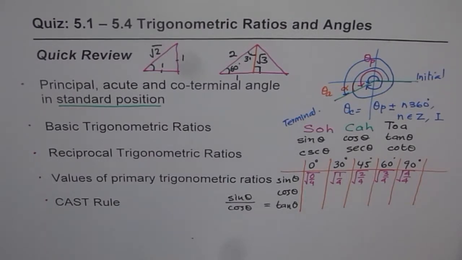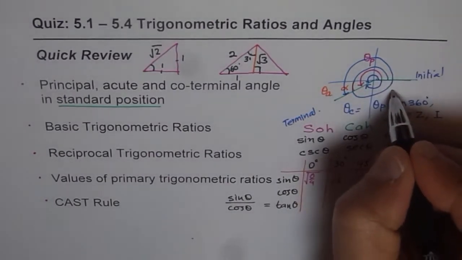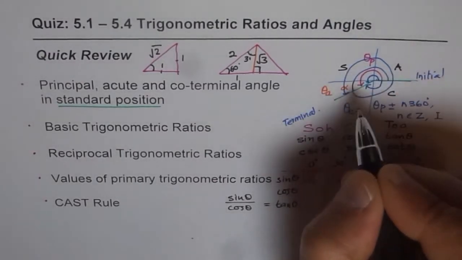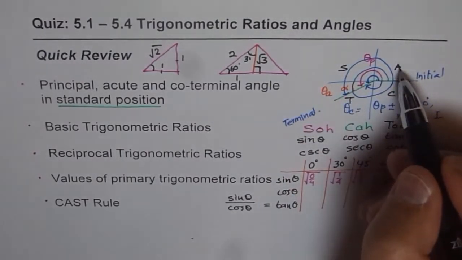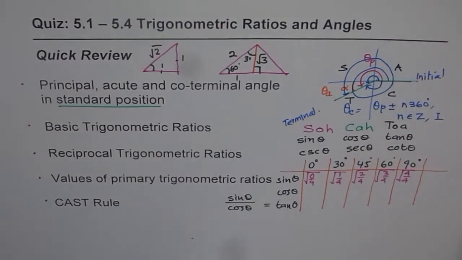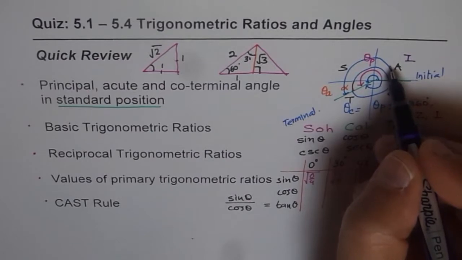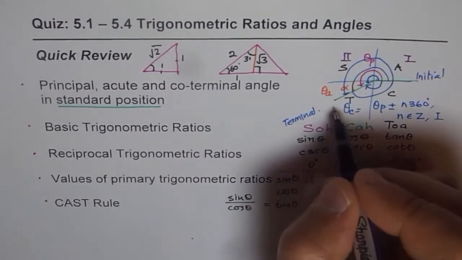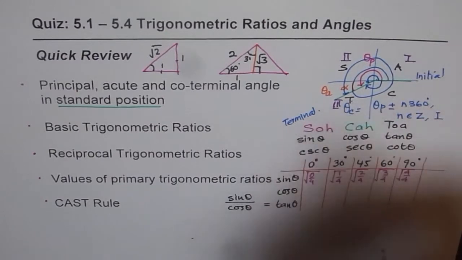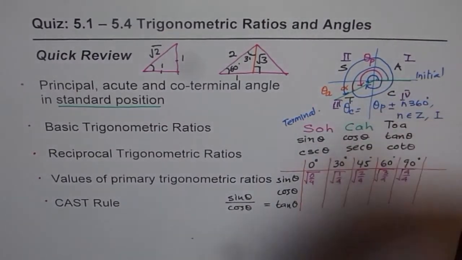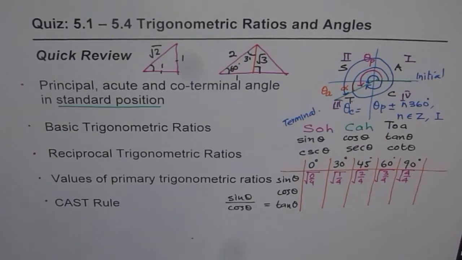Now the CAST rule. As far as the CAST rule is concerned, we say the CAST rule is this, C-A-S-T. So all are positive in quadrant 1, correct? All are positive in quadrant 1. So remember that. Since x and y are positive, right? Any point's coordinates are positive. In quadrant 2, sine is positive. In quadrant 3, tan is positive. T stands for tan. And in quadrant 4, cosine is positive. All of the other basic trigonometric ratios are negative, right? So that is how we can use the CAST rule to figure out in which quadrant what is positive, right?